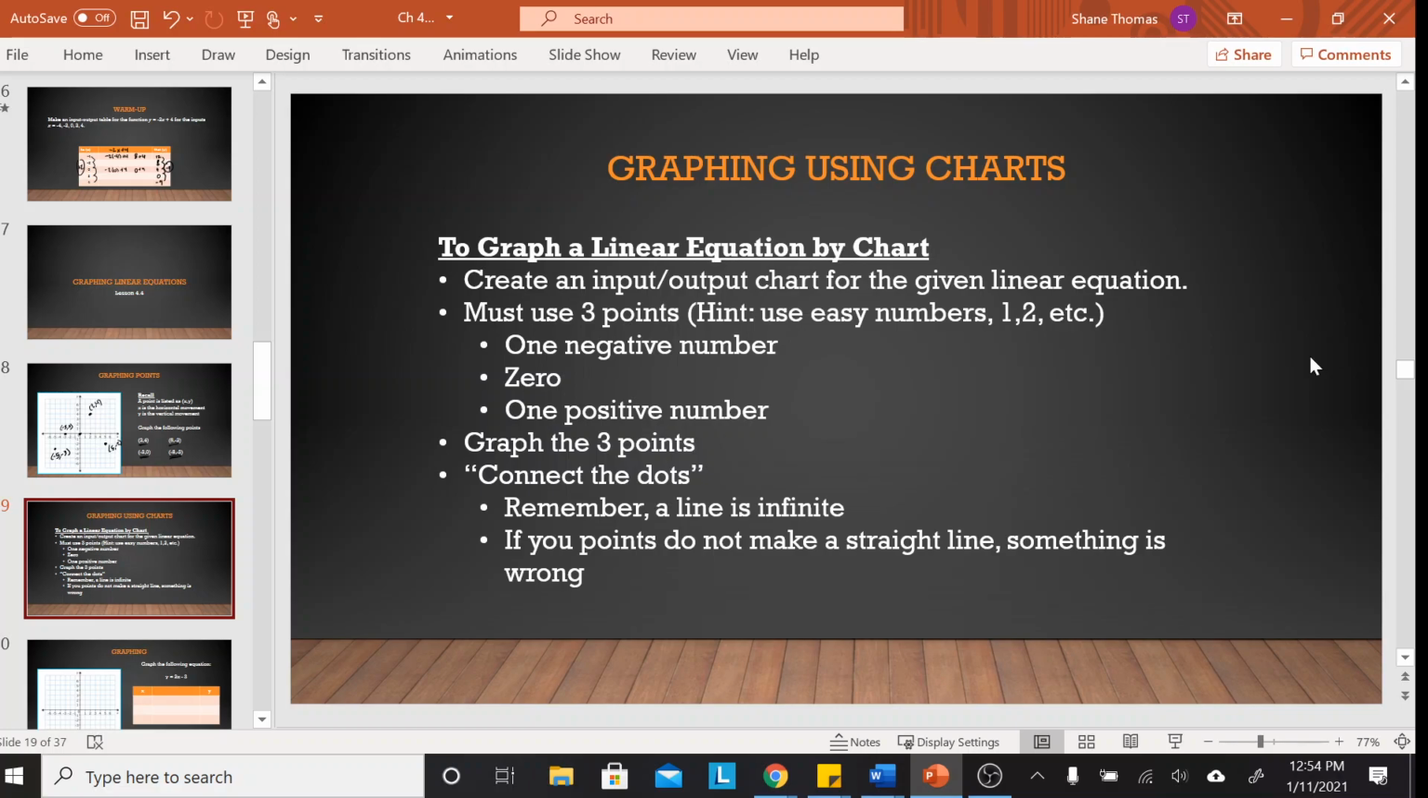And lastly, if your points do not make a straight line, something's wrong. Maybe you added wrong, subtracted wrong, something like that. So if it does not make a straight line, then something's up, and you need to go back and check yourself. These are all going to be linear functions, so a linear function has to be a straight line.